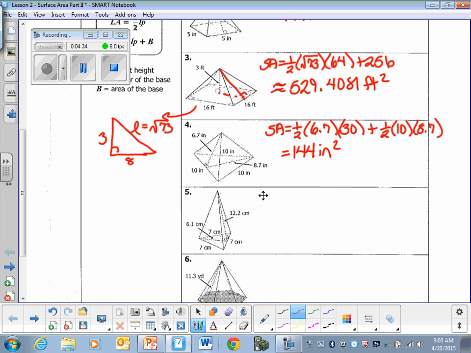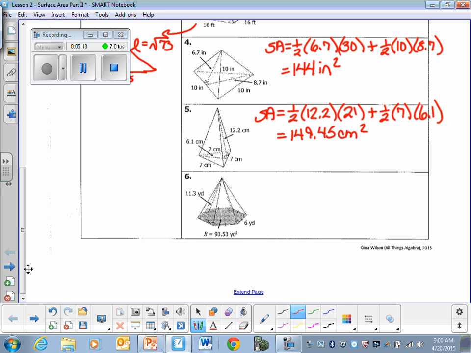Alrighty, number 5. Another triangular pyramid. We have 1/2 times the slant height of 12.2 times the perimeter of the triangle, which is 21, plus the area of the base, which is 1/2 times 7 times 6.1. If I can type this one correctly. This time I put you on hold so that all my typing troubles wouldn't get in the way of the time.